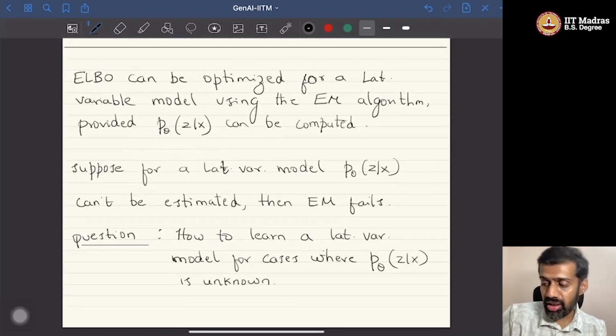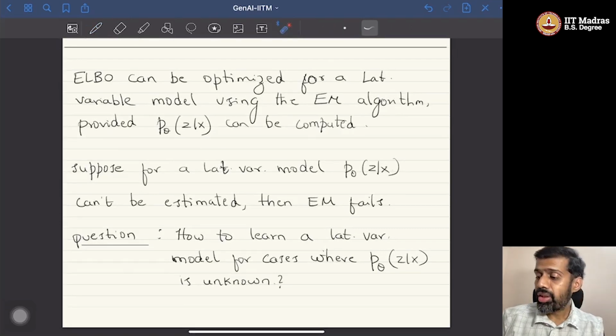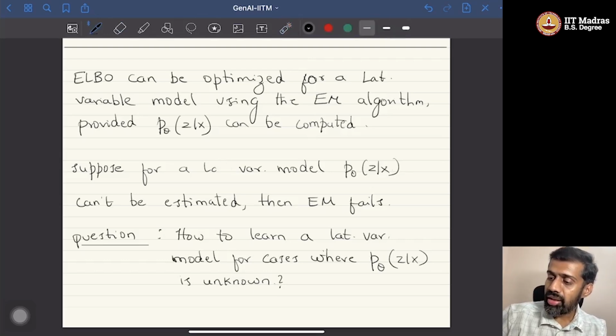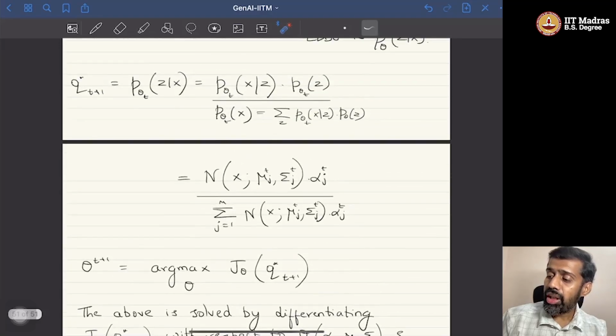So this is the question that we would be taking up in the subsequent modules, where we will see how to learn a latent variable model for the cases where the distribution p theta of z given x cannot be estimated. Right? So why is this important? This is important because if we restrict our models to classes such as GMMs, which have a nice deterministic form, then it becomes restrictive in the sense that they can only model so many classes of data distribution.